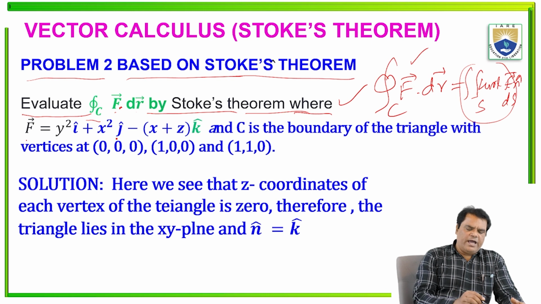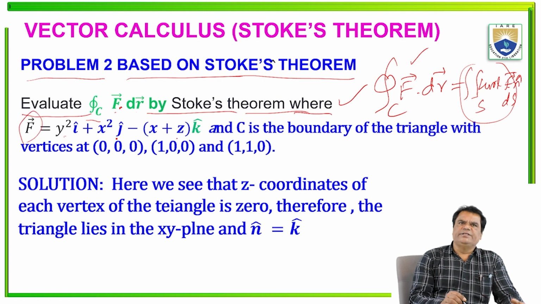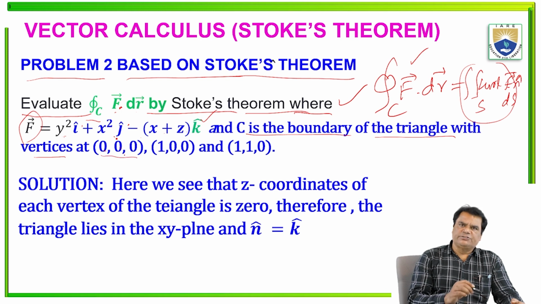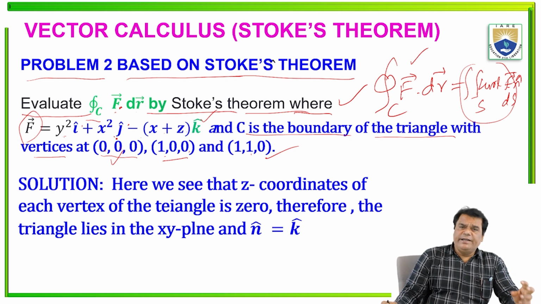Here the vector point function is given as F = y² i cap + x² j cap − (x + z) k cap. And C is the boundary of the triangle with vertices 0, 0, 0, this is the origin, and 1, 0, 0, this is another point, and 1, 1, 0. Three coordinates are given in our question.